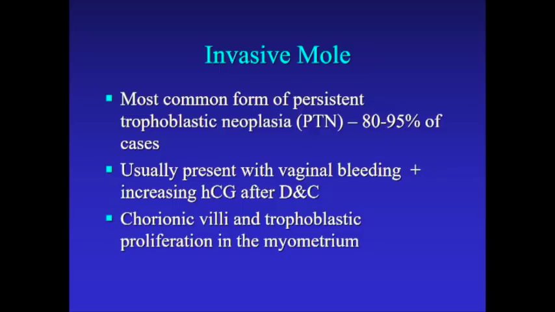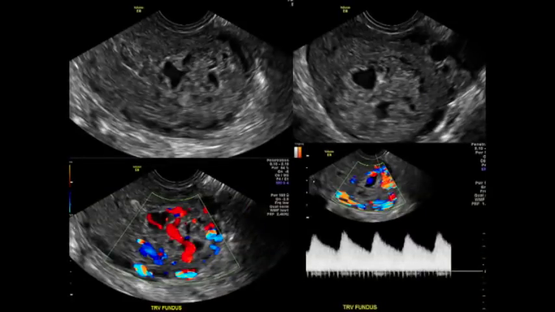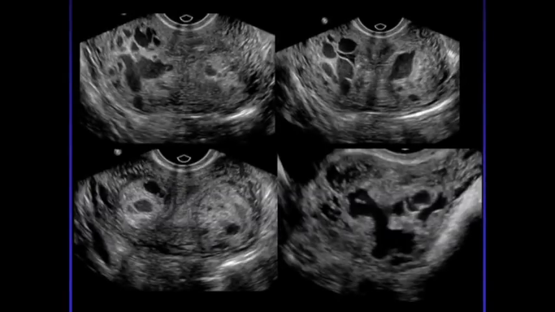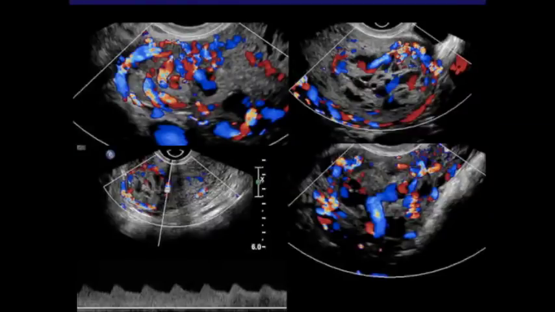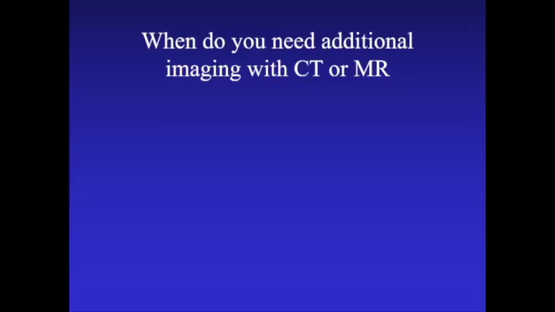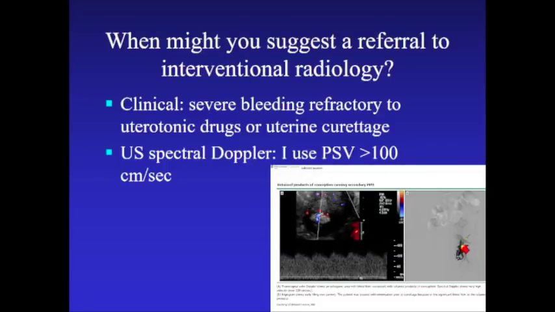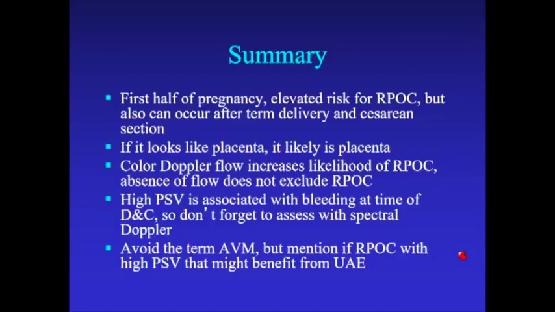So invasive mole is, of course, the most common type of persistent trophoblastic neoplasia, and we usually see this incidentally after a D&C. Another case. And one more case, very heterogeneous, very abnormal appearing, and very, very vascular. When do you need a CT or MR? Basically never. I'm not showing you any CT or MR. And I am showing you one angiography where we had high peak systolic velocity, and you can see this early draining vein. These are the patients that might benefit from embolization prior to treatment.